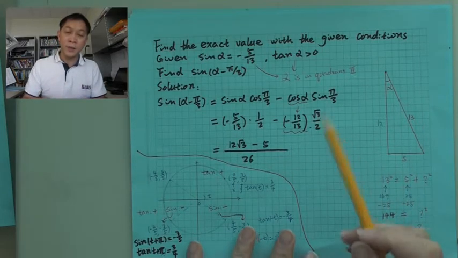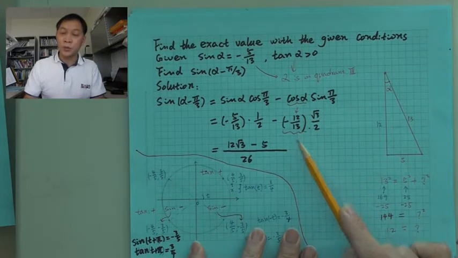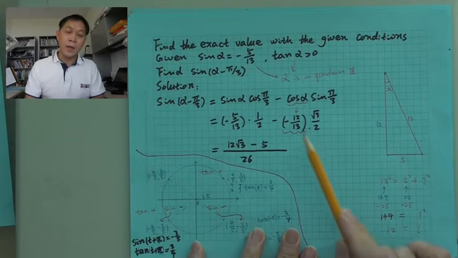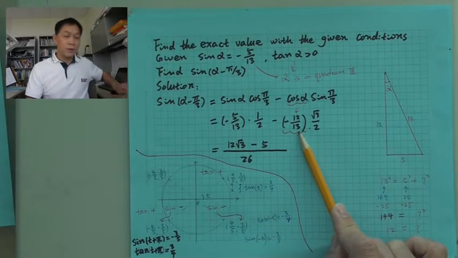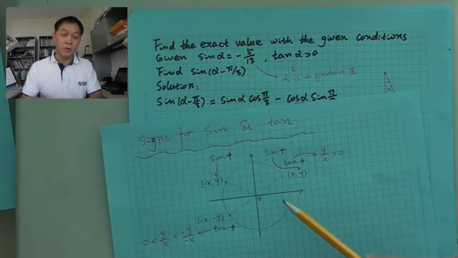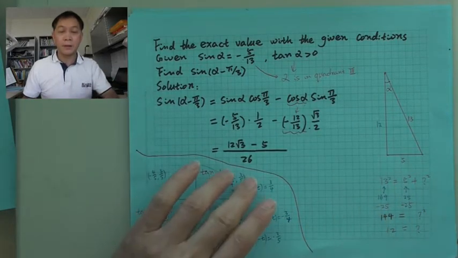The thing again right here is this value for cosine alpha. You've got to use two things. One is the right triangle. Another is using this picture to figure out the sign of cosine, or using this concrete example.